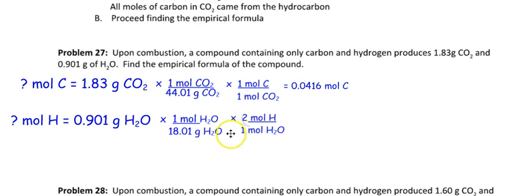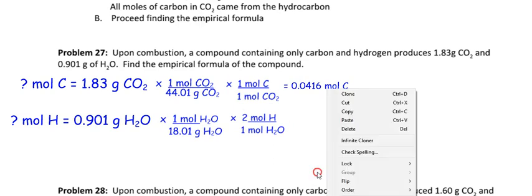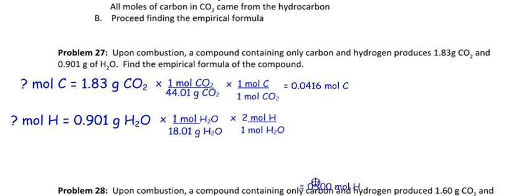So this is a really important step right here. For every 1 mole of water, you get 2 moles of hydrogen. Up here, 1 mole of carbon dioxide. Why only 1 mole of carbon? Because that's my subscript. So when I do the math, take this, divide by this, times it. And if you look at the math, that looks pretty nice, doesn't it?